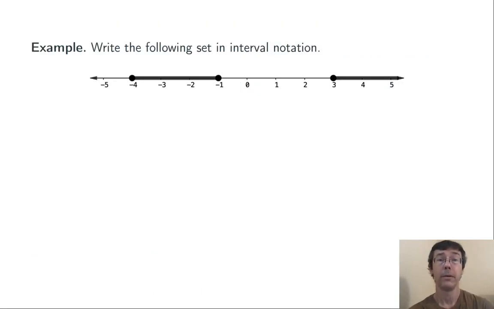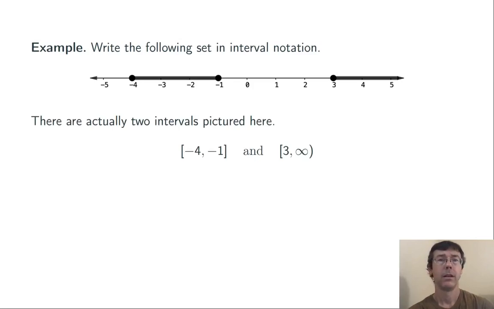Here's another example, this time a visual one. I want to write the interval notation for this set. Here we actually have two intervals, [-4, -1] and [3, ∞). Notice that I've used the square brackets on -4, -1, and 3, indicating that all those points are included. And of course, a parenthesis around the infinity. Infinity is never included.